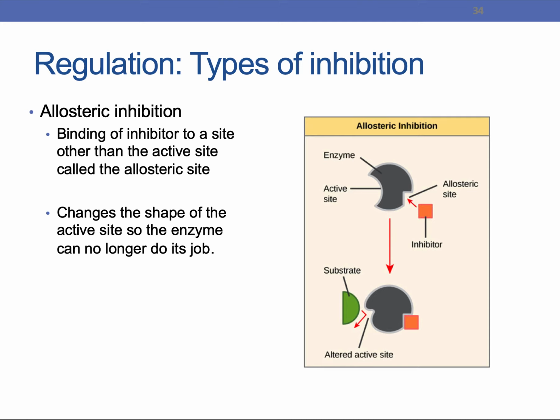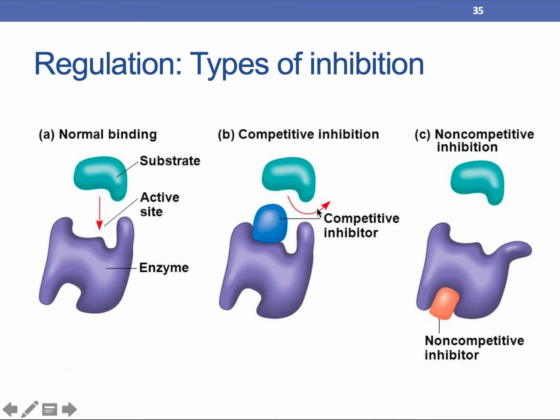So there is a conformational change, and because there is a conformational change in the shape of the active site, the substrate is not able to bind. So the active site changes, the substrate is not able to bind, and the reaction does not proceed. And so these are the types of inhibition that we've looked at.